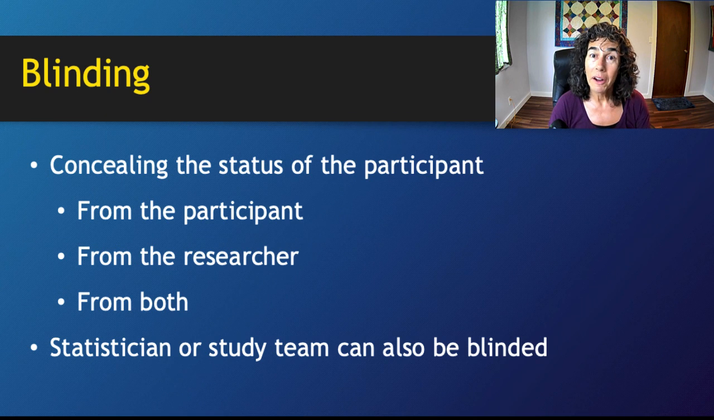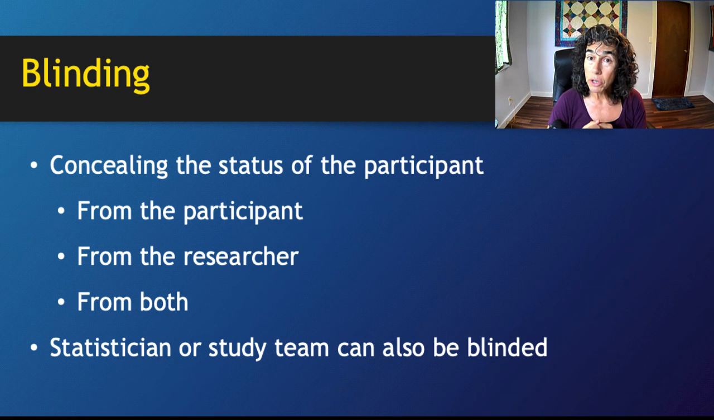All right, our next term is blinding. And what this means is that we conceal the status of the participant from the participant themselves. So if we were in medical research, we might provide a placebo or a new drug, right? And the participant doesn't know which one they get.